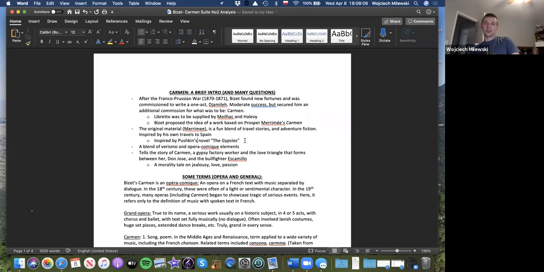I think we've all heard of Pushkin. Pushkin had a novel called The Gypsies, which was kind of instrumental for Mérimée and it sort of blended a lot of concepts. The theme of The Gypsies is going to be quite important in Carmen. It's a central theme. So we'll get to that in a second, though.